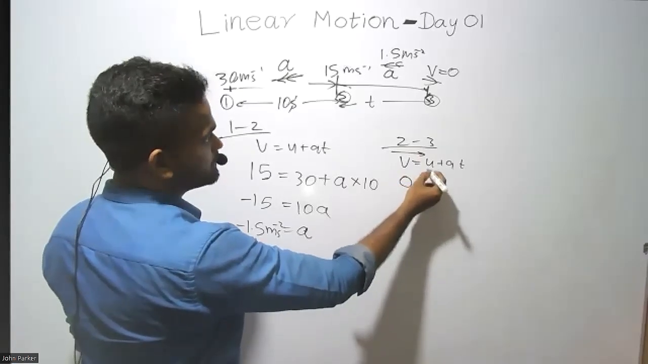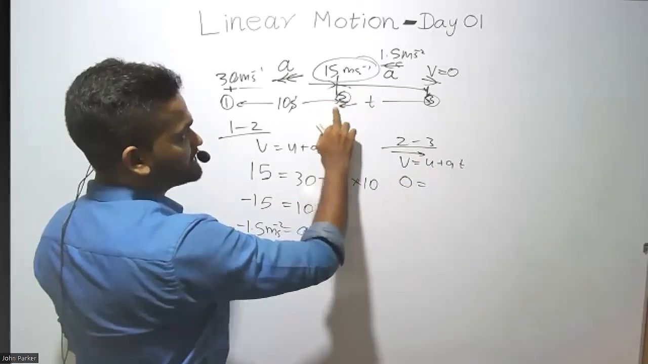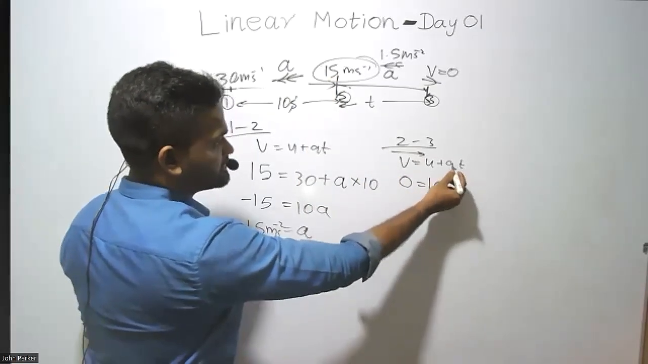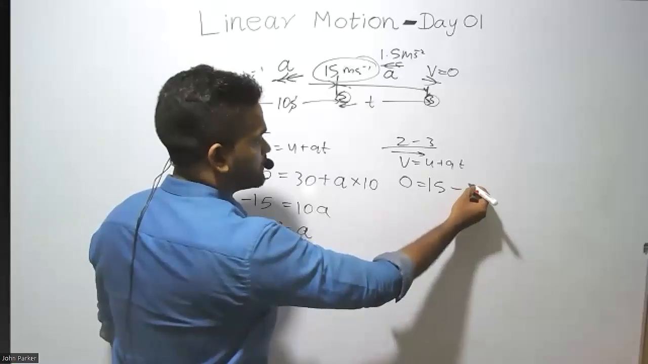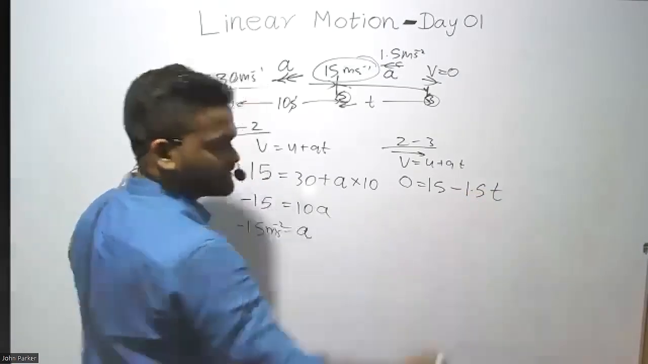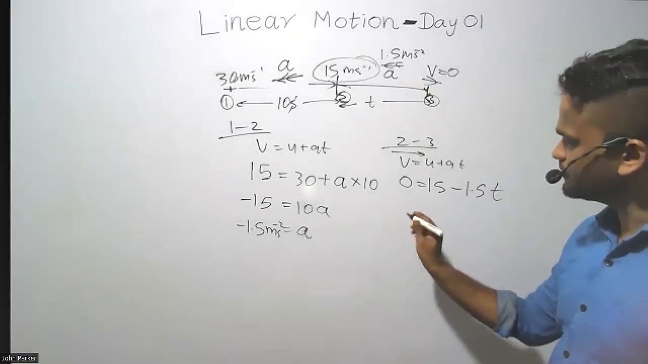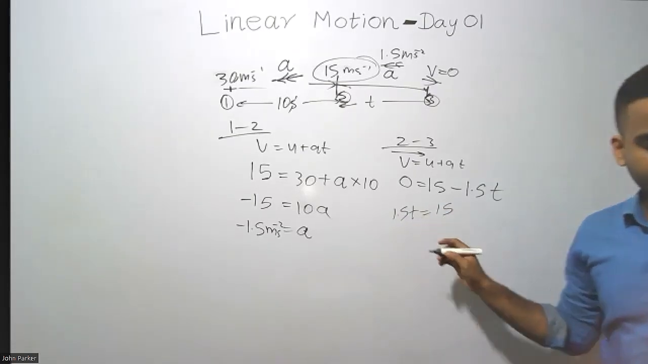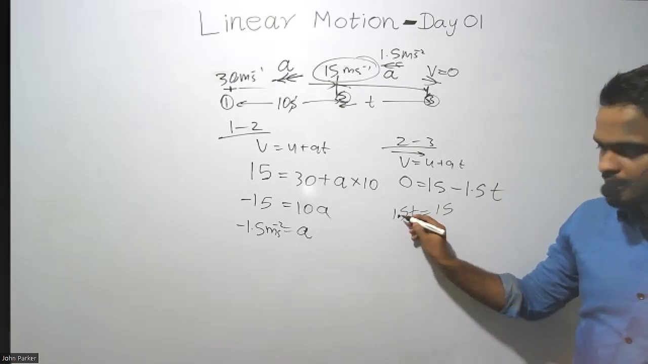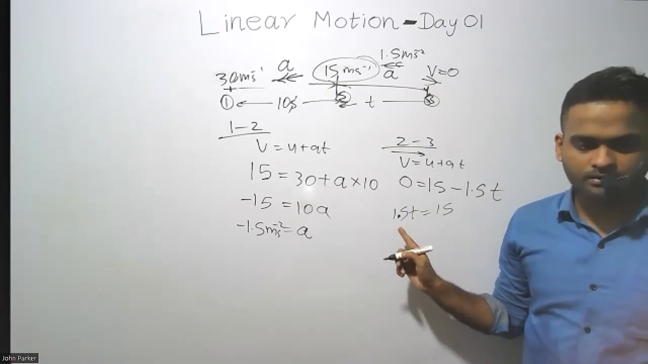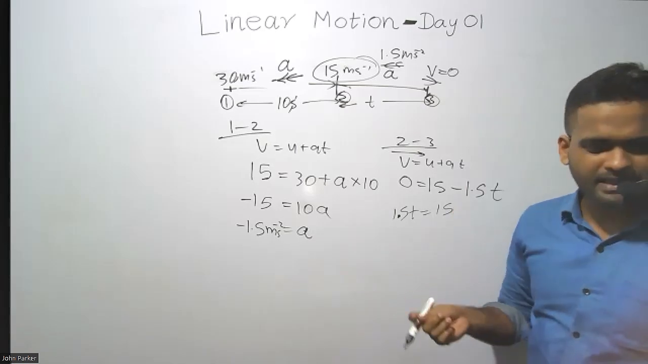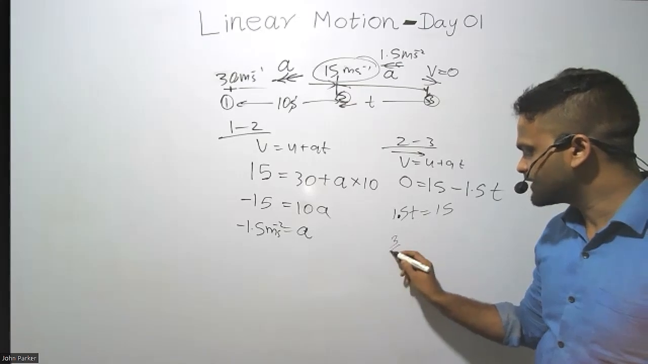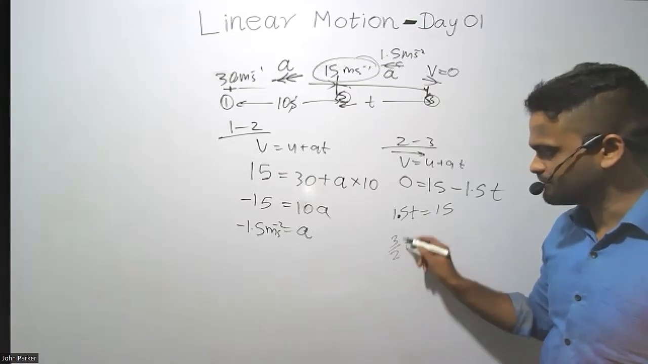Final velocity 0. Initial velocity, within this range, is 15, right? Since it is a deceleration, it is minus 1.5 times t. So this minus 1.5t goes to the other side. Plus 1.5t equals 15. If you want, you can write this 1.5 as a fraction. It is not going to make that much of a difference, but let's practice that. So 1.5, you can write it as 3 over 2. 3 divided by 2 is 1.5.